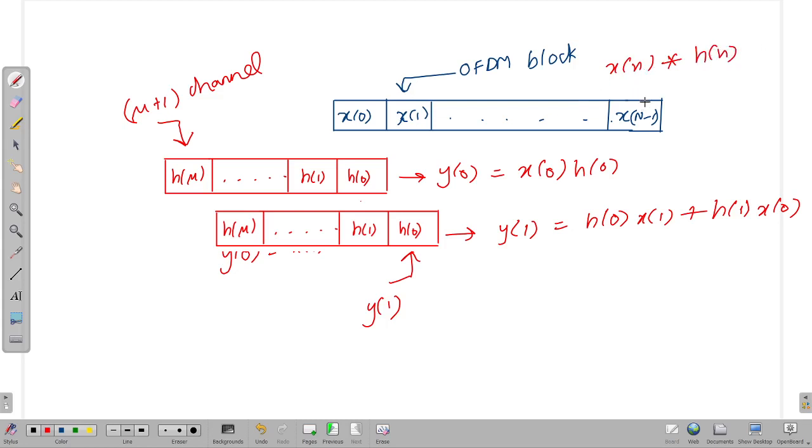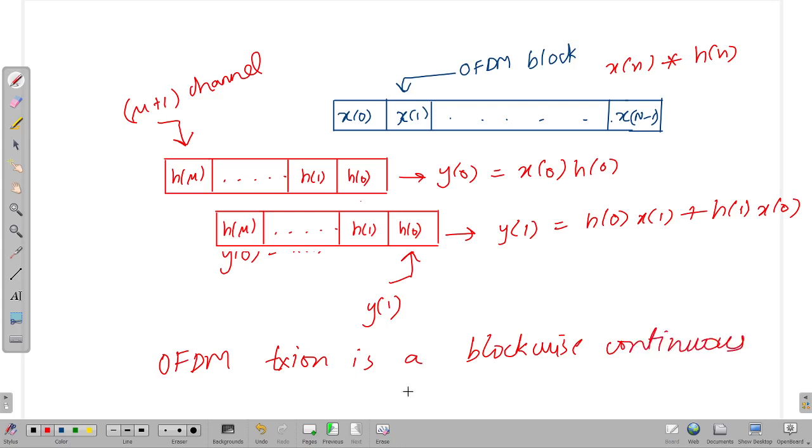But this doesn't happen. The reason is that OFDM transmission is block by block. OFDM transmission is a blockwise continuous transmission. Because it is a blockwise continuous transmission, this doesn't happen, which means that before this block there could be another block, the previous block. That is a possibility.